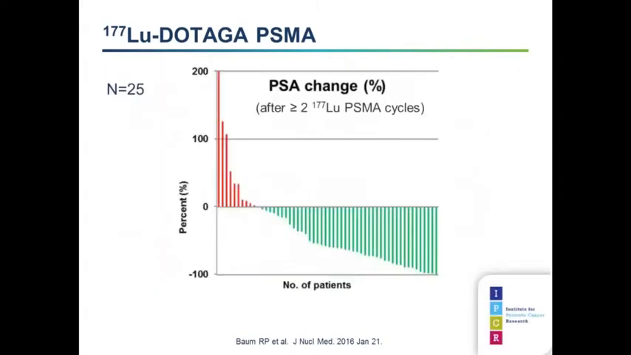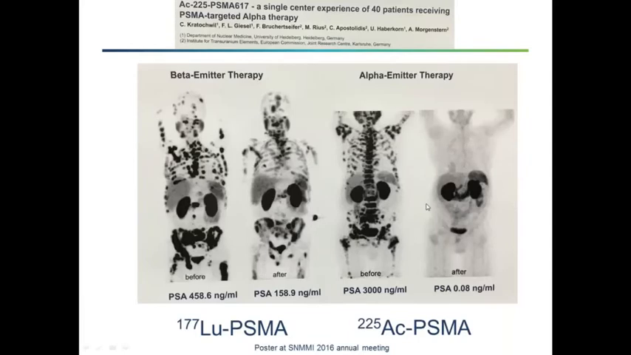These are graphs of PSA change. Every single line represents a patient, and baseline is where their PSA started. As you can see, in most of the patients the PSA went down. It didn't go up. Unfortunately, sometimes it does, but most of the patients responded to this modality of treatment.